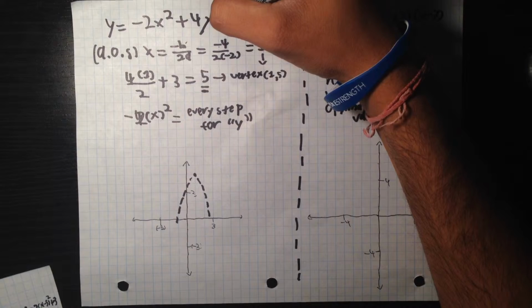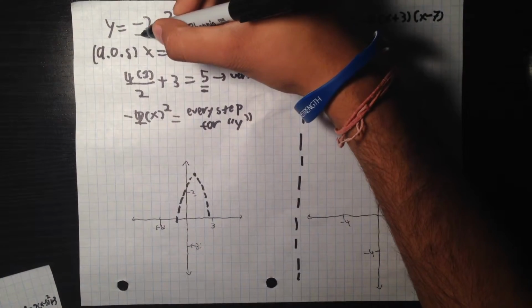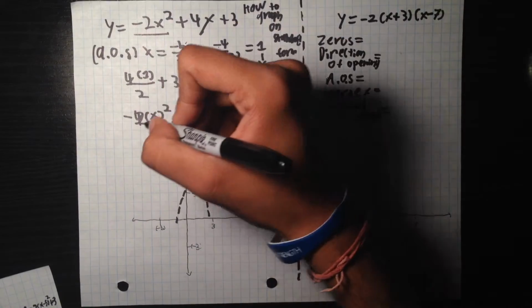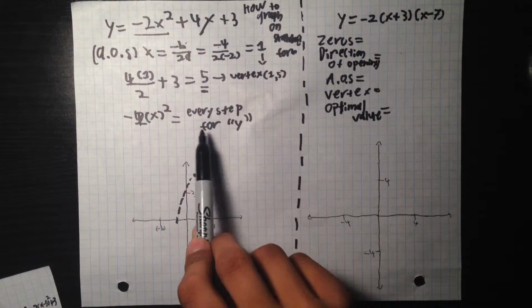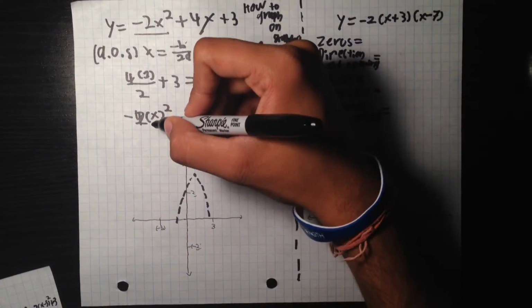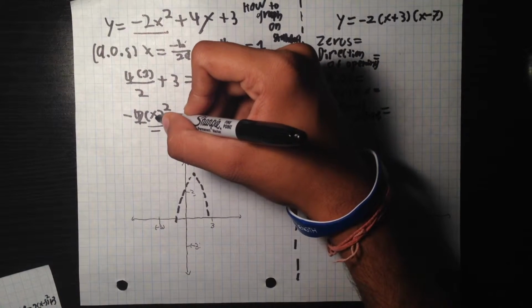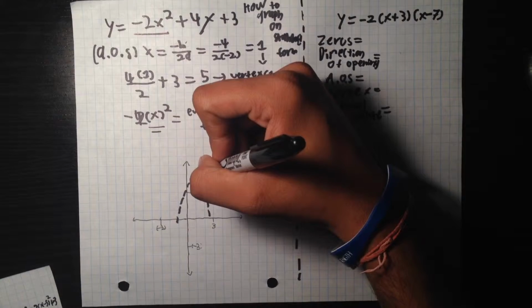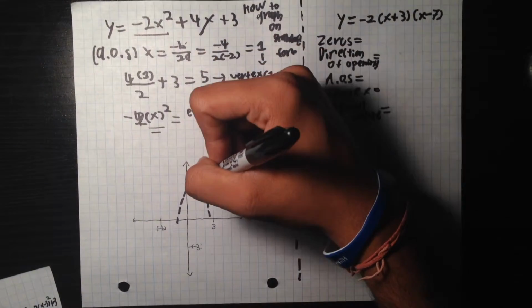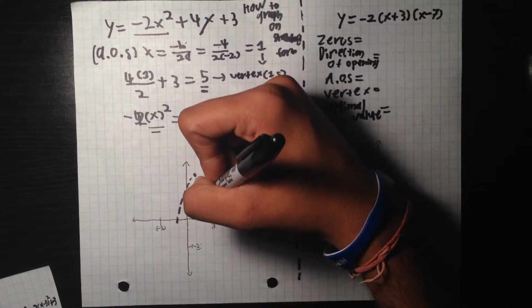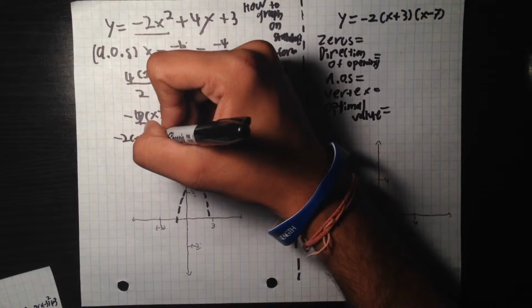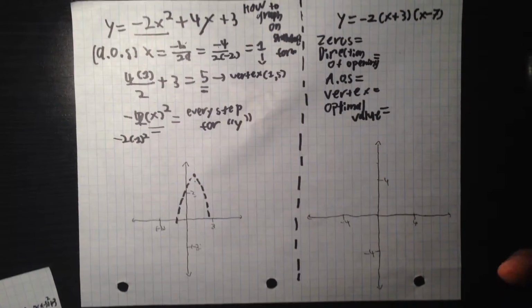So you could cancel off the 4y plus 3, we're going to use this part of the equation, negative 2x squared. So negative 2x squared equals every step for y. So what that means is that whatever number you put here, for example 1, so our first step we're going to do, it's going to equal the amount of steps that we're going to make for y. So here's an example. So negative 2 times 1 squared is negative 2.